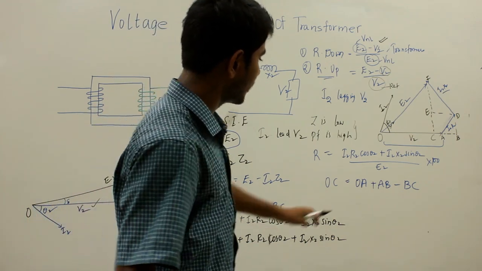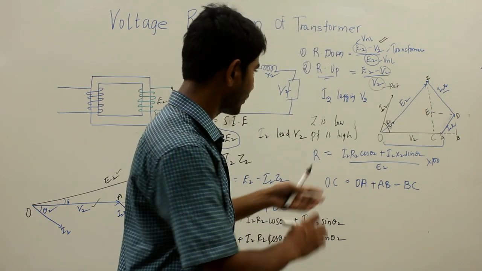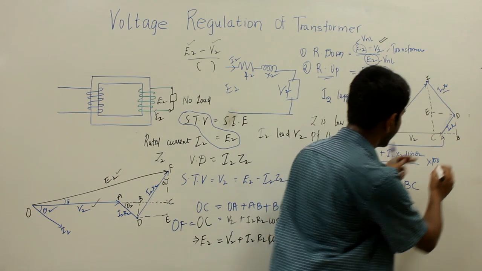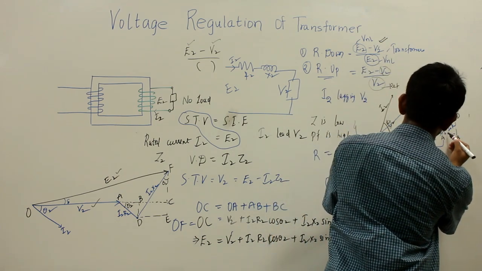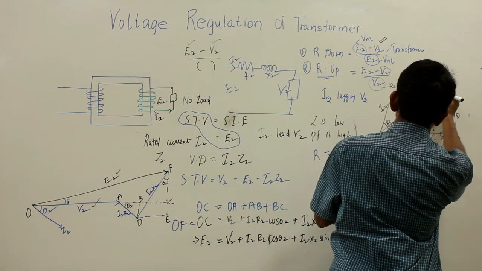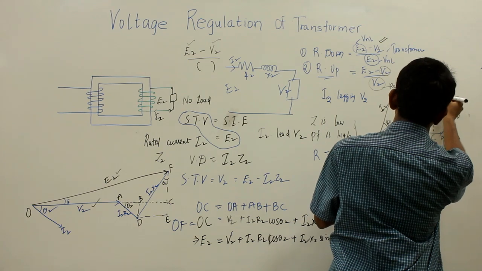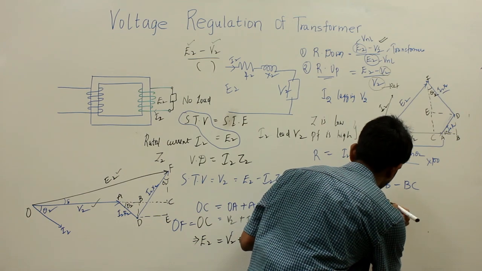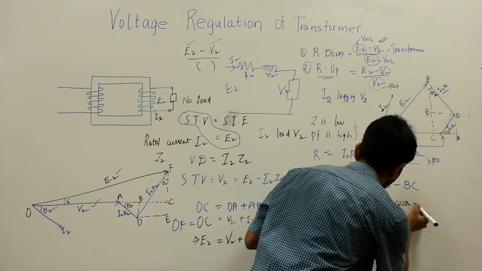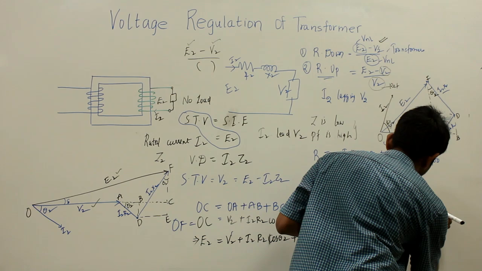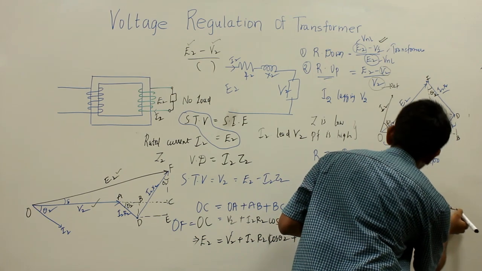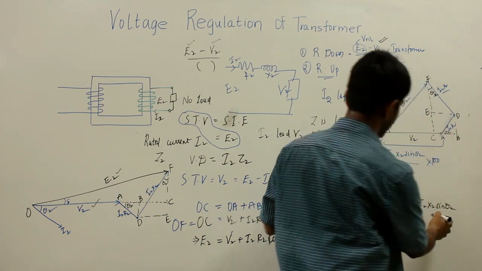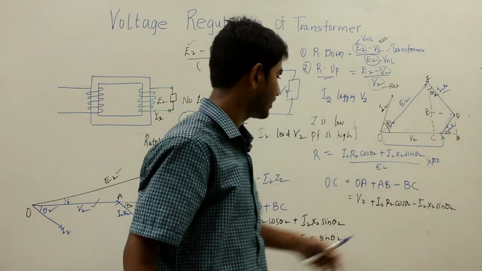I hope we are doing right. So from here I will write OA will be equal to V2 plus AB, and this will be your theta 2, and this will be your theta 2. So I can write this as I2 R2 cos theta 2 minus I2 X2 sin theta 2, because from here you can see BC is equal to ED, so I am taking I2 X2 sin theta 2.